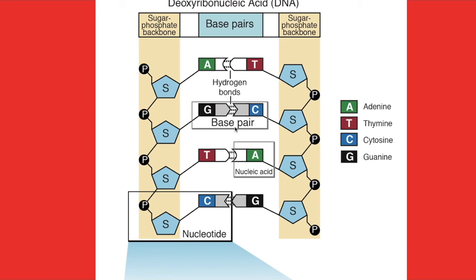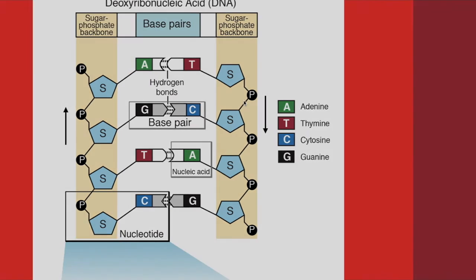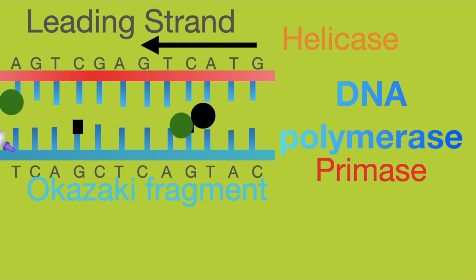And why is this? Well, look at this image. You see the direction of the phosphate groups? They're pointing this direction over here, and they're pointing this direction over here, right? DNA polymerase has to go in the direction of the phosphate groups. So it's going to be going in different directions on different sides of the DNA strand. And so how do we solve this problem?